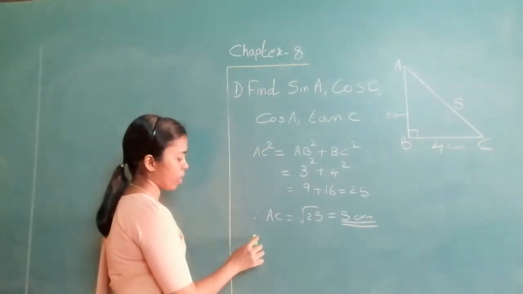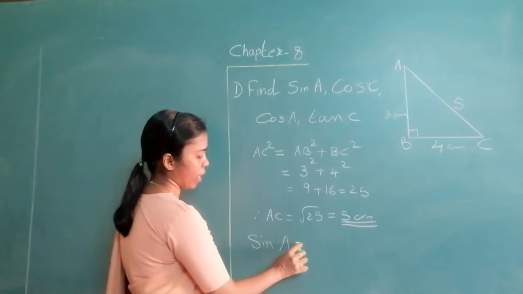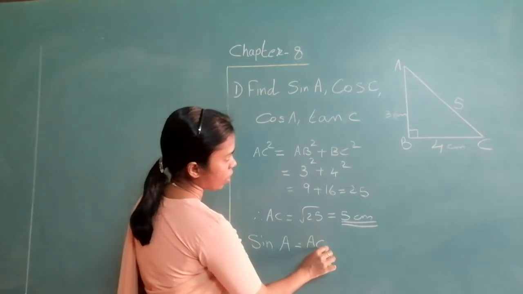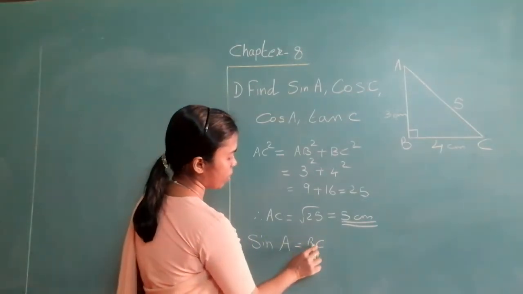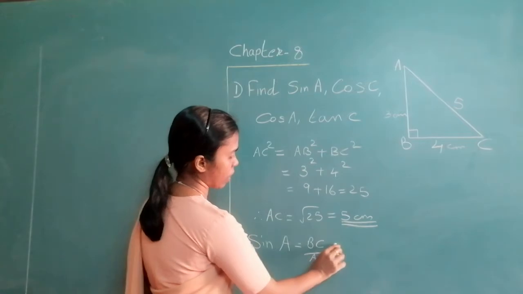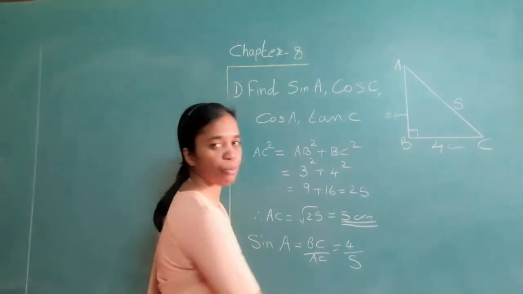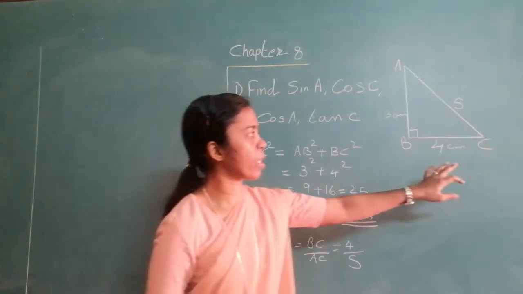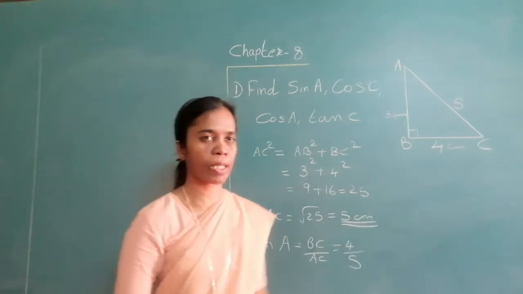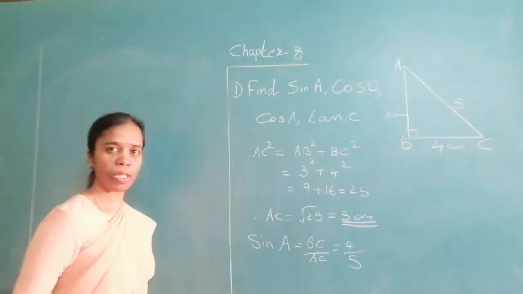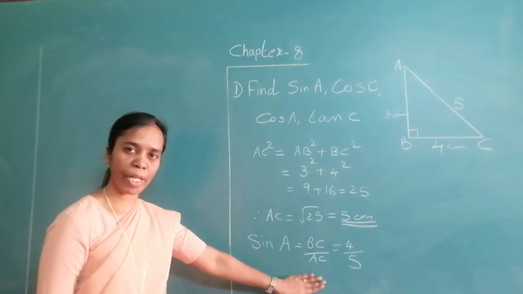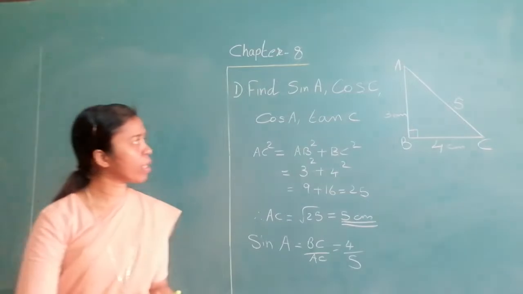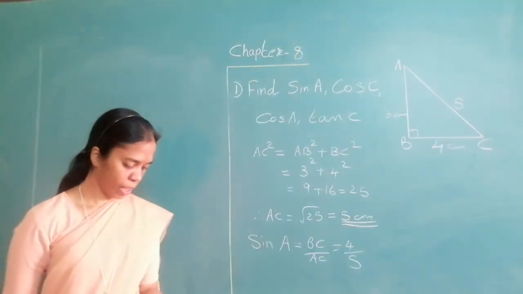Now you can find what is asked of you. First is sine A. Sine A is opposite upon hypotenuse. What is your opposite? Opposite is BC upon hypotenuse AC, that is equal to 4 upon 5. Next, cos C. What is cos C? Adjacent BC upon AC, that is equal to 4 upon 5. Please write it in this way: first you write the side ratio and then substitute the values. I think you can do the remaining two over there, cos A and tan C.